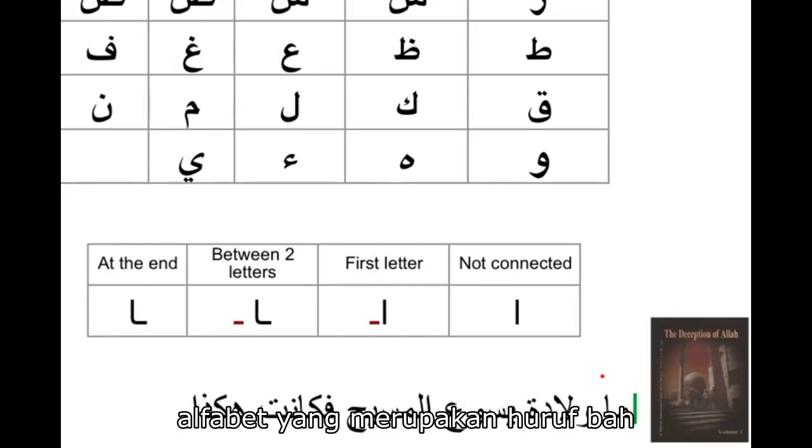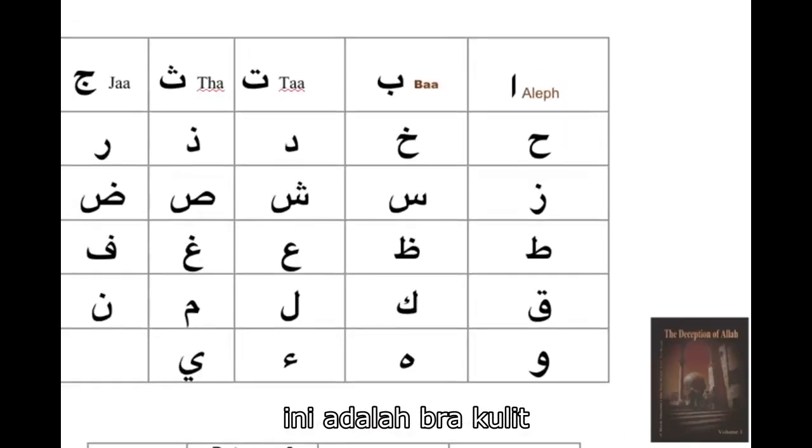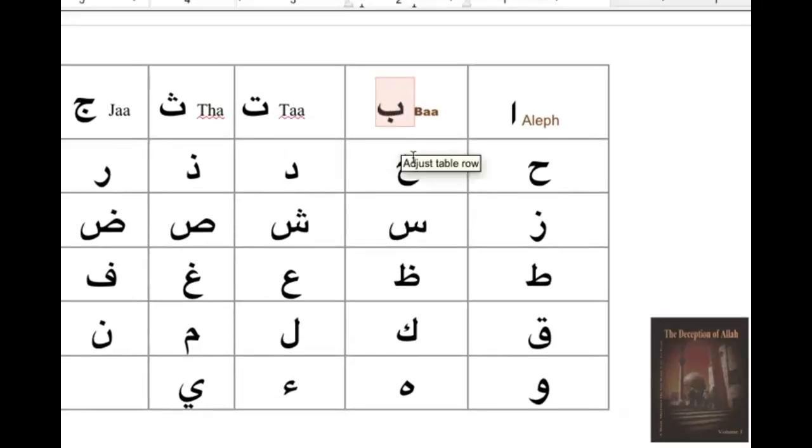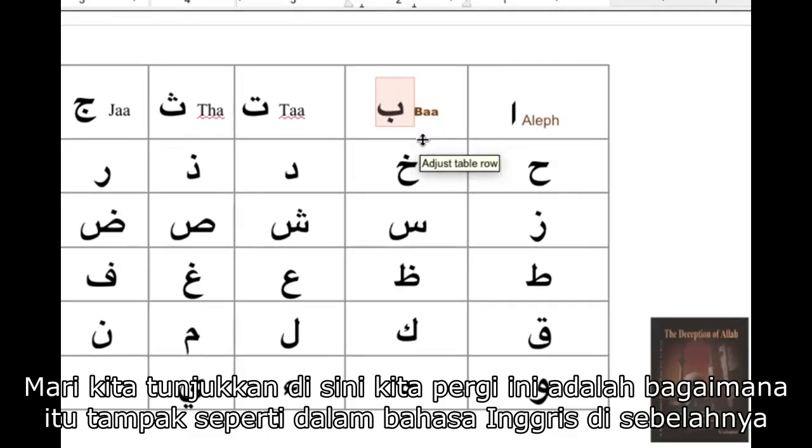This is the letter ba. This is the letter ba. Let us show you. Here we go. This is how it looks, with the English next to it, ba.